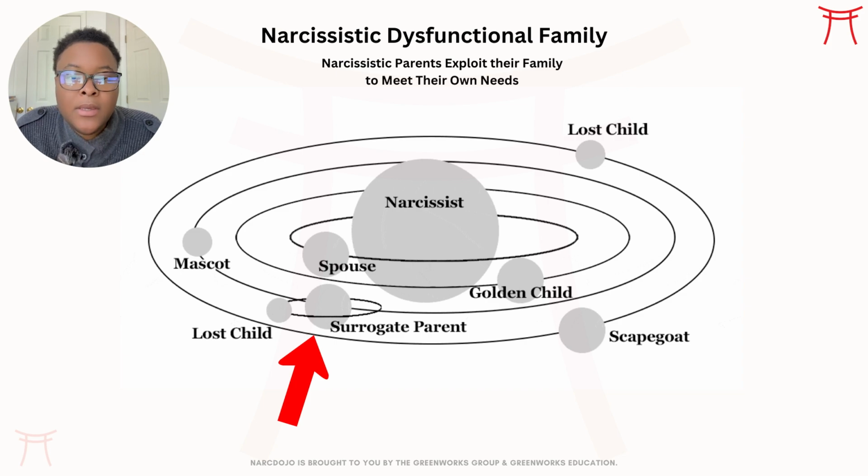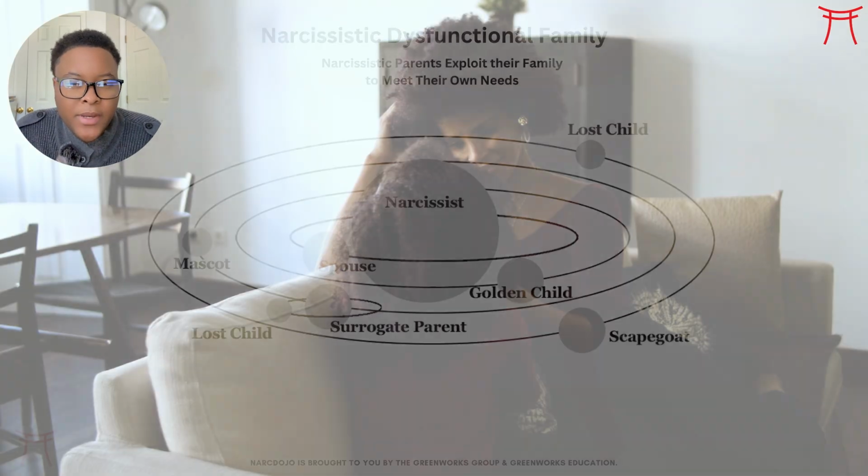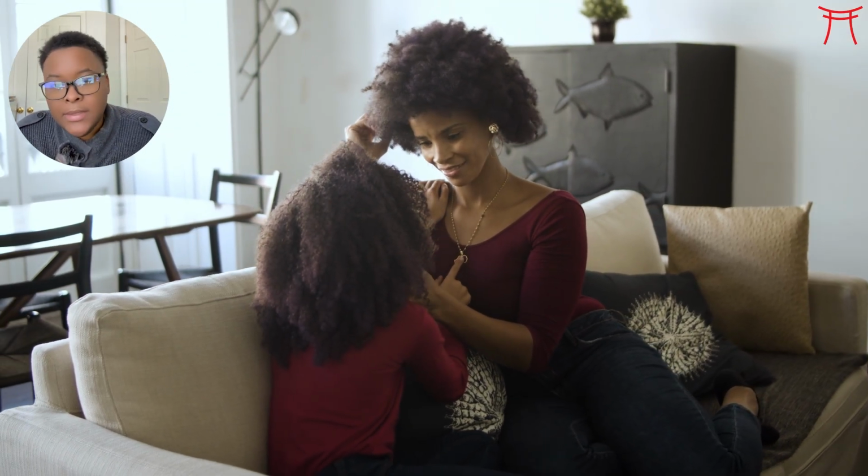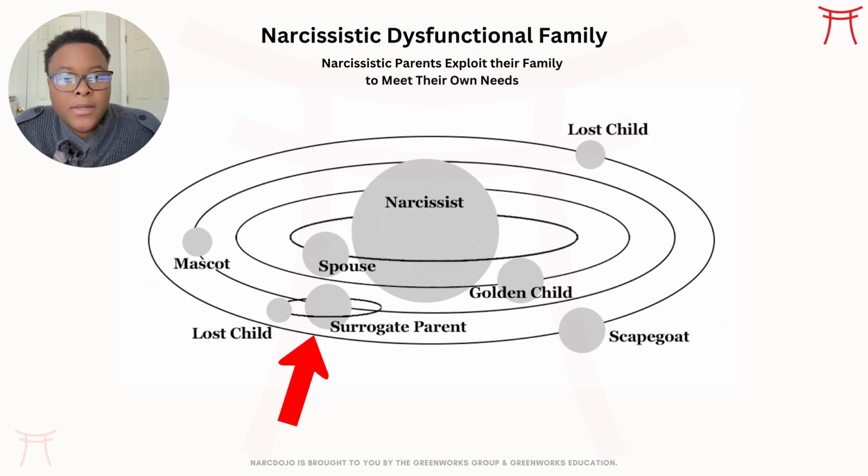Number one, you most likely were the emotional caregiver for the narcissistic parent. The surrogate parent is often tasked with managing the narcissist parent's emotional needs. Narcissists require constant attention, validation, and admiration, and when they do not receive it, they may experience emotional volatility. The surrogate parent, typically a child, becomes the one who soothes, comforts, or placates a narcissistic parent.